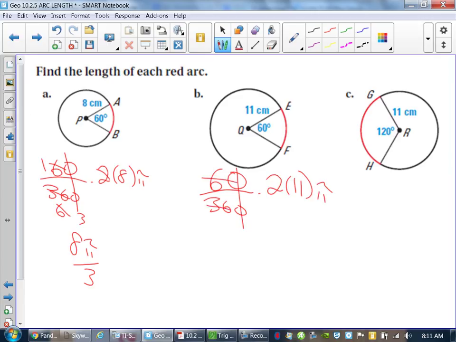You get the same idea as things simplify out. 11 pi over 3. Once again, the calculator would spit that out for you. Now, if you look at the 2 here, the next one, is the radius the same? What happened to the angle? It doubled. So what do you think happened to the answer? It doubled. Did you get 22 pi over 3? Yeah.